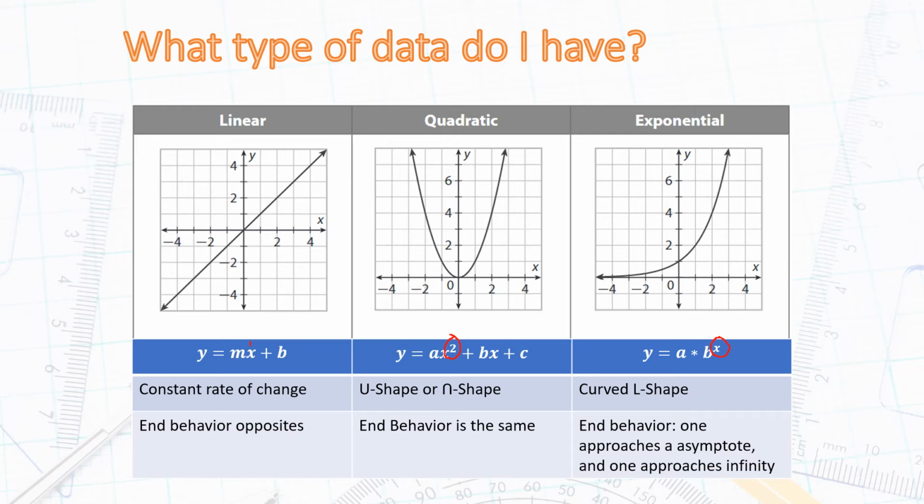Quadratics, it will go the same way, so both up, both down. And in exponential, one side will go to positive or negative infinity, the other side will approach a horizontal value, so probably like 0 or something else. It's called an asymptote.